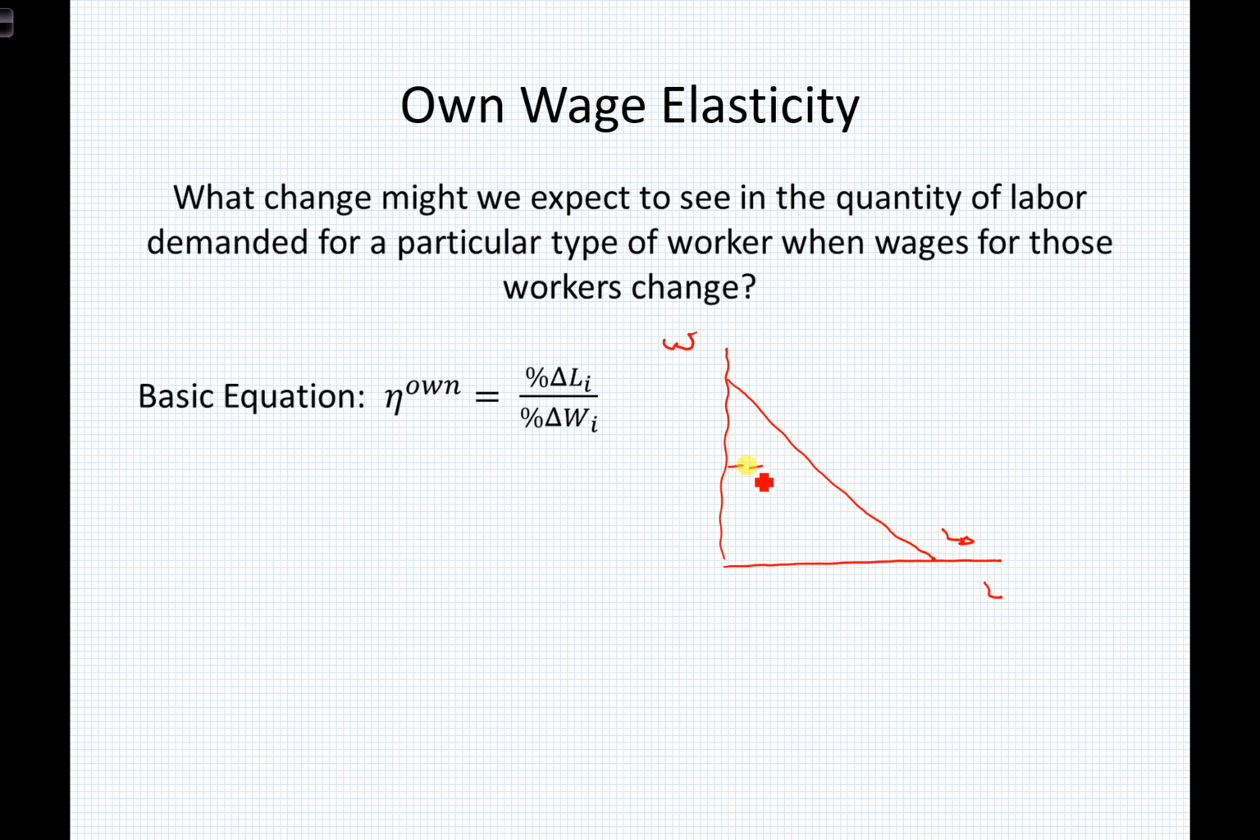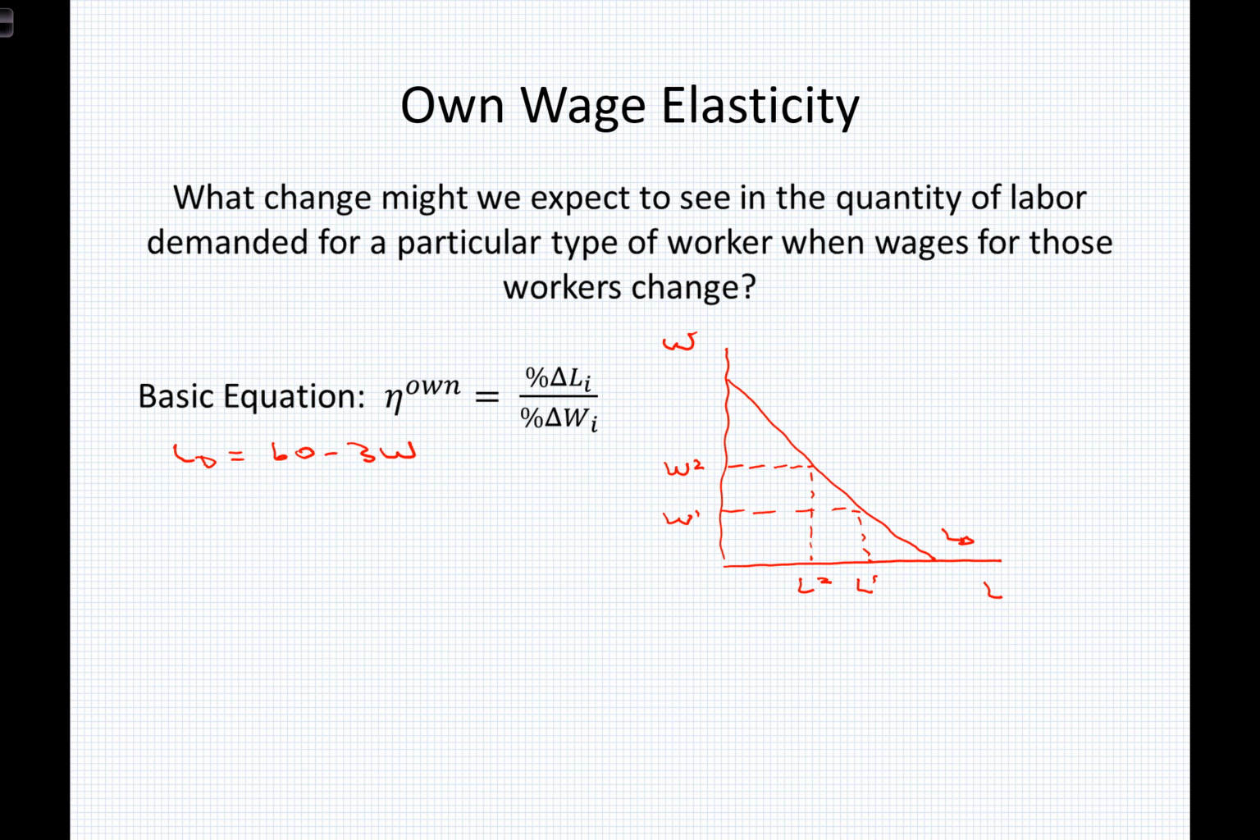And we might go from some wage level 1 and some labor level 1, to some wage level 2 and some labor level 2. Well, what kind of a demand elasticity would we see here? Let's assume for a moment that we had a labor demand equation of LD equals 60 minus 3W. So I don't know, will this be elastic or will it be inelastic?